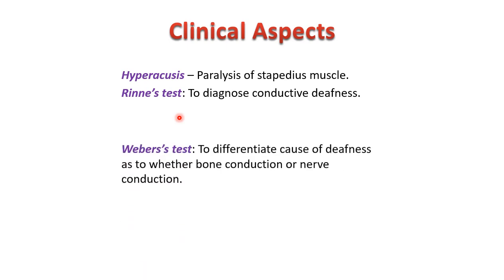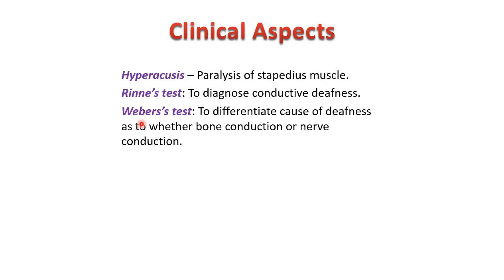The next test is Weber's test, to differentiate the cause of deafness. Here you again tap the tuning fork and place it on the vertex of the skull and see whether it is heard in both ears. Now, if it is heard better in the affected ear, then naturally what happens?